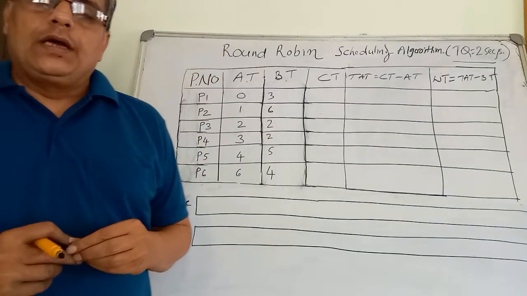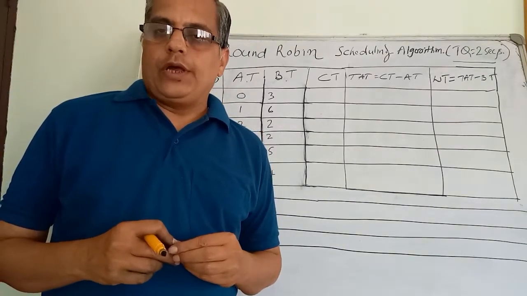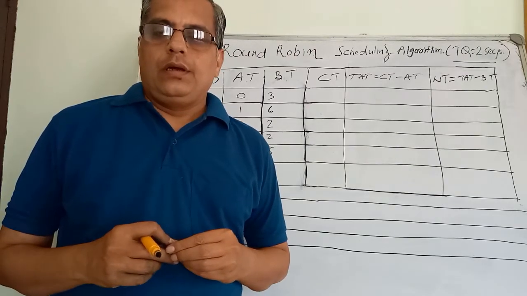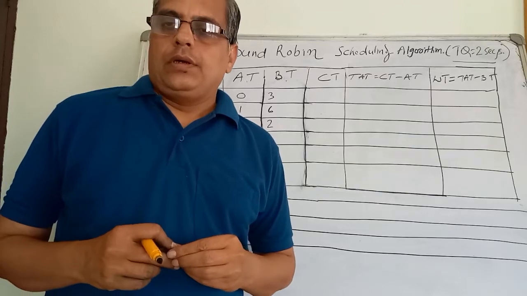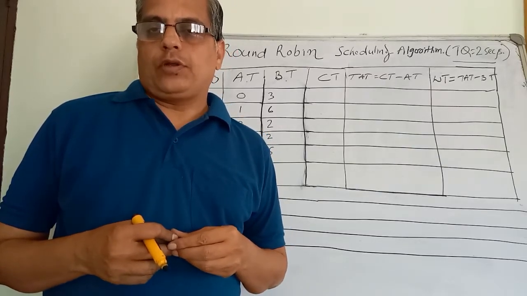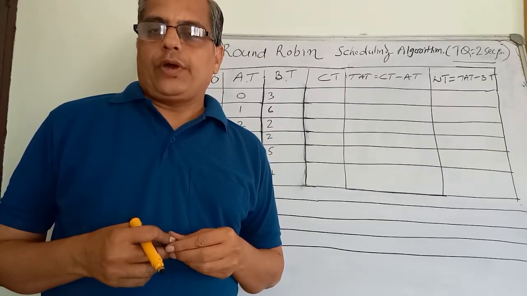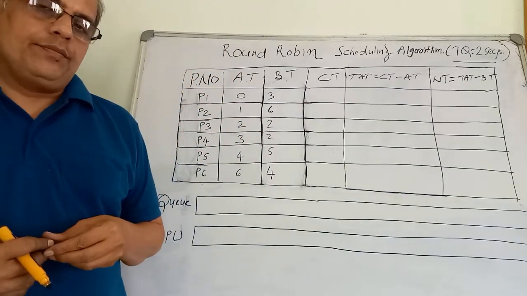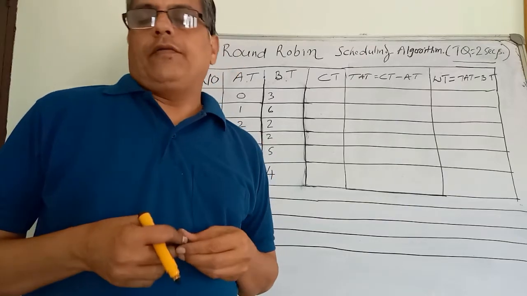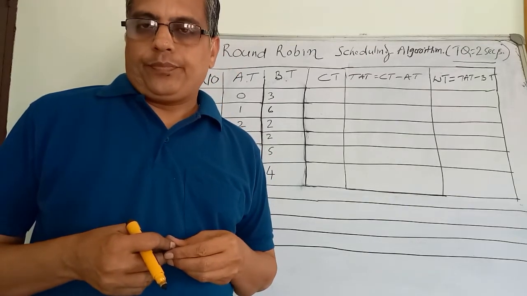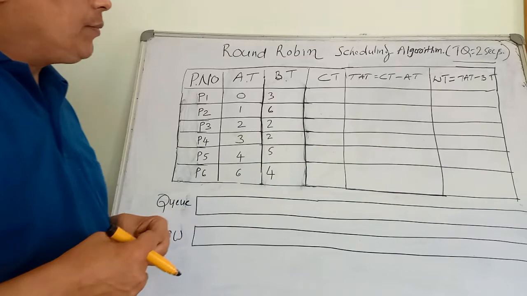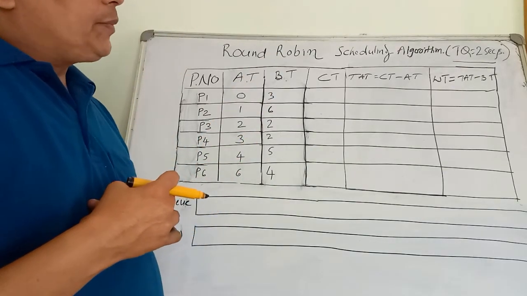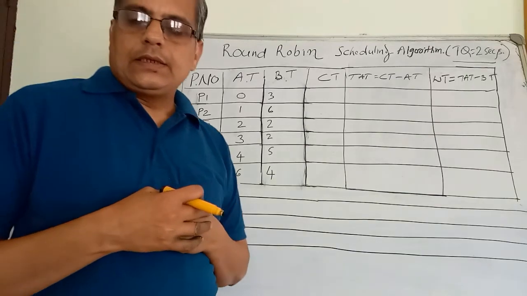Today's topic is the round robin CPU scheduling algorithm, in which I am going to explain the problem, how to find the solution for the problem, and how to find the average turnaround time and average waiting time. And in this problem, the time quantum is mentioned as 2 seconds.